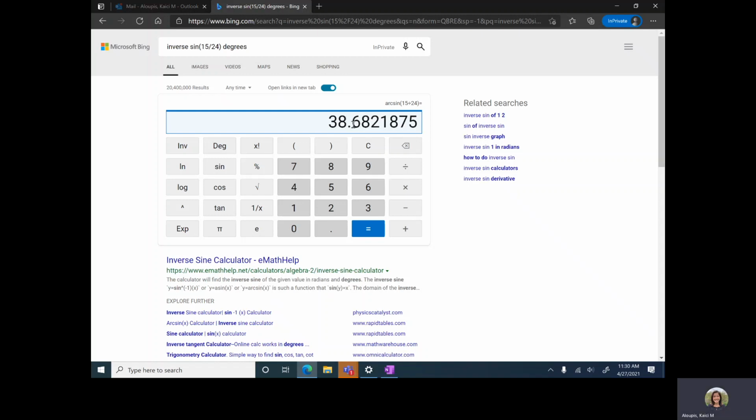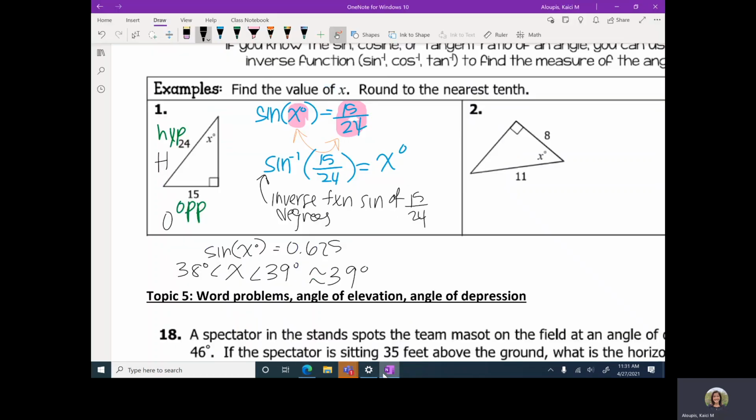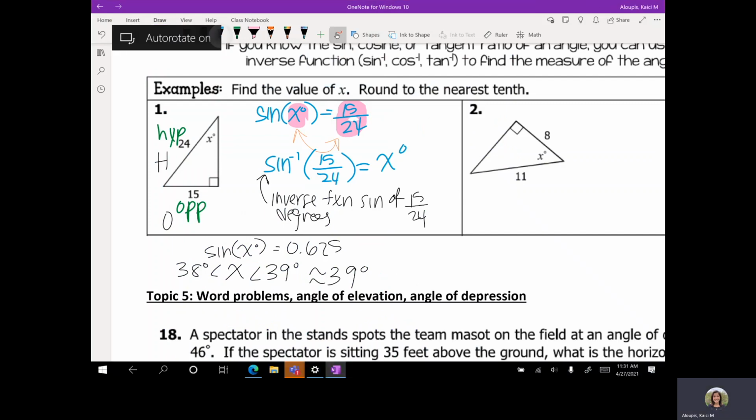Here's the tenth place value. We have to decide if we round this to a 6 or to a 7. We look at the next one to the right, and if it's 5 or above, we round up. So we're going to round this to 38.7. So x is approximately 38.7 degrees. And that's my answer right there. And that's it.